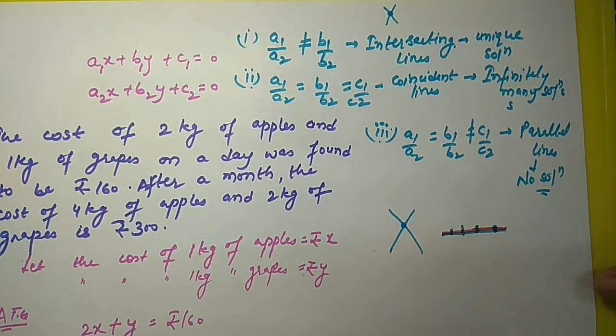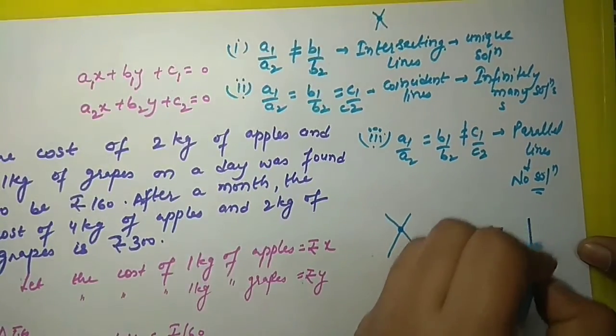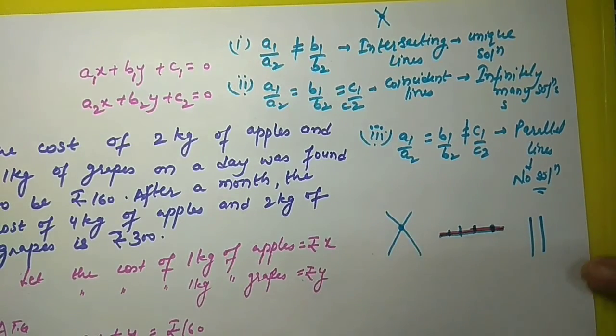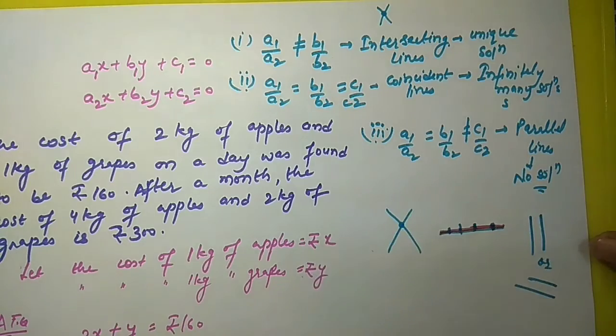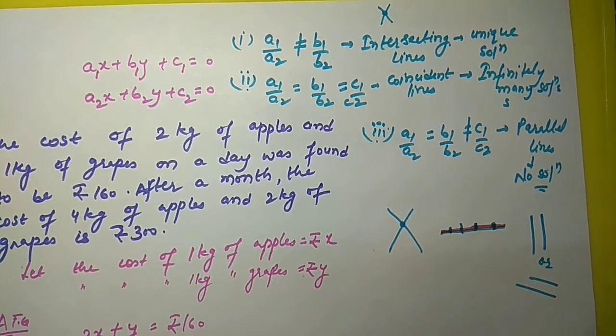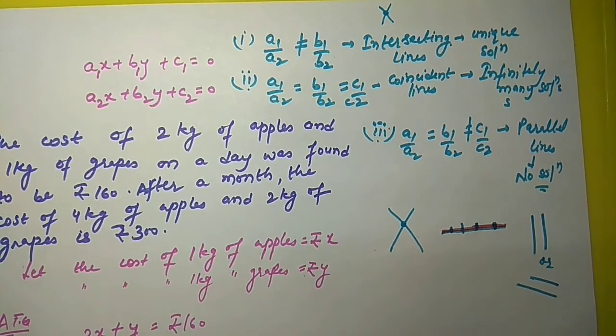Now for the parallel lines, we know parallel lines are of this type or this type, and they have no solution because they never meet each other. Clear? So these are the various types of lines and types of solutions. This is a very important concept.